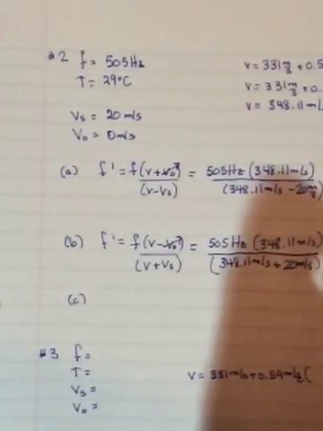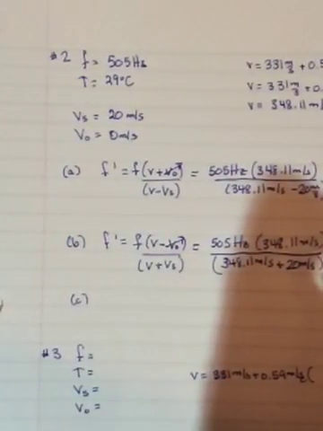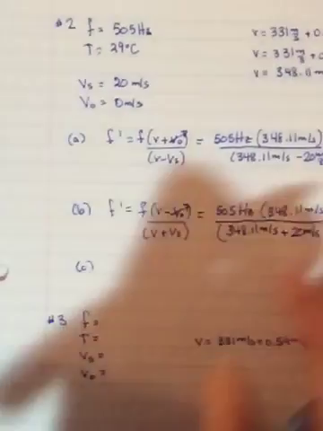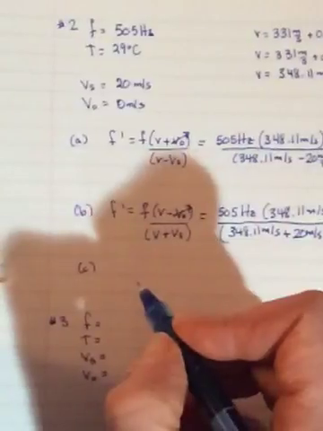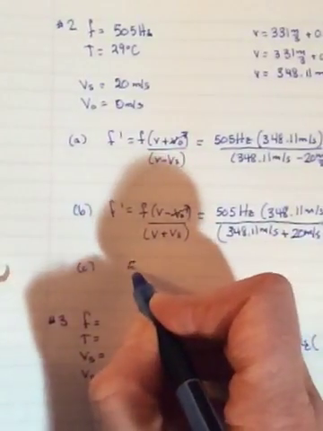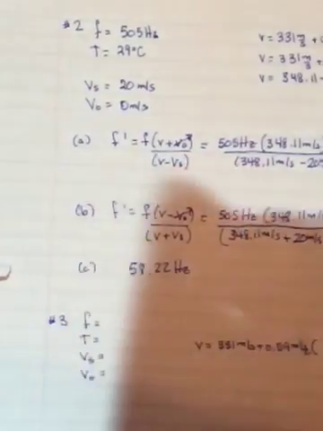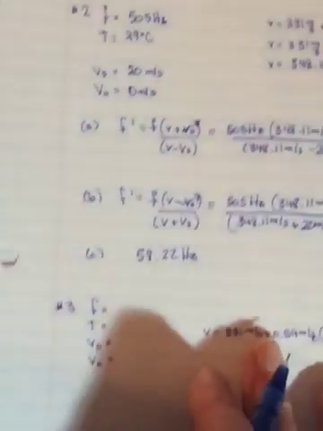The C part of the question says, what is the frequency drop as the car passes the observer, the difference between them? So you just subtract those two numbers for C, and when you subtract those two numbers, you should get something like 58.22 hertz, give or take a few decimals. Okay, so that's it for number 2.